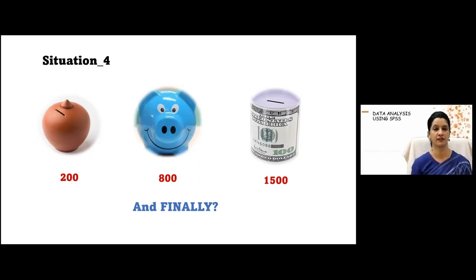And finally, this is the situation. So what is your comment regarding this? Yes, it is all significant, because you can see that between pair 1 and 2, between 2 and 3, and between 1 and 3, all the differences are more than 500. That's why all significant.